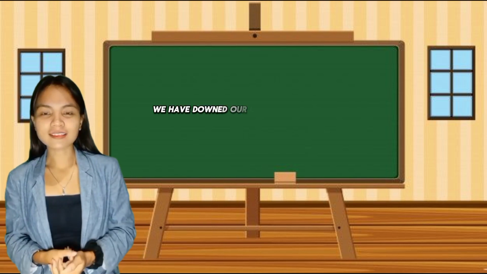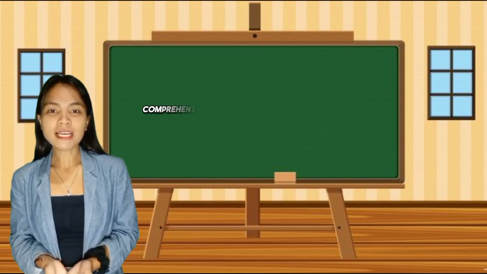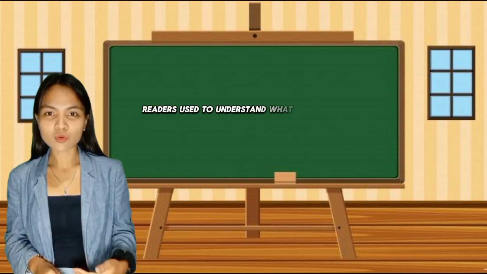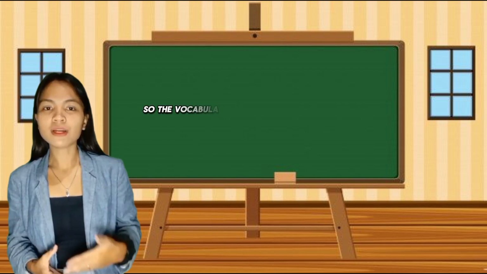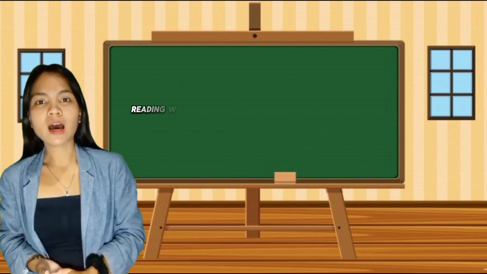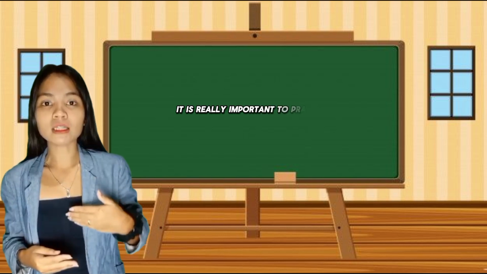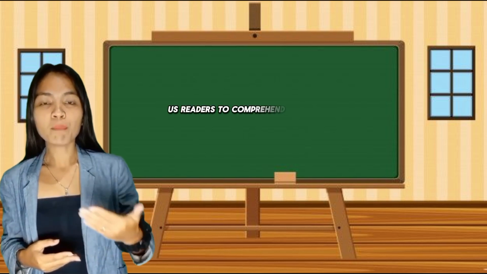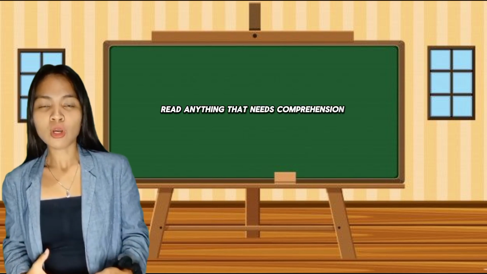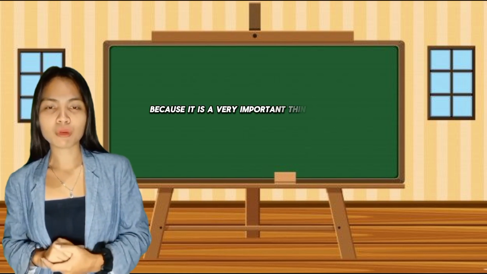We have come down to our last aspect of reading: comprehension. Comprehension is the complex cognitive process readers use to understand what they have read. Vocabulary development and instruction play a crucial role in comprehension. Reading without comprehending is essentially useless. It is really important for us readers to practice comprehending the stories we read. We need to study and apply comprehension, class, because it is very important in your reading.